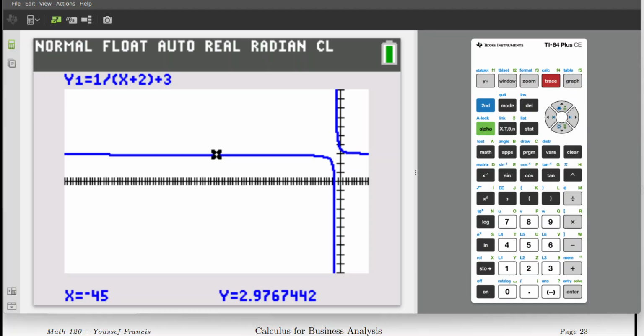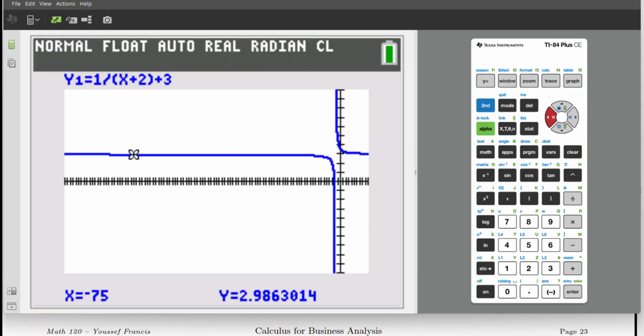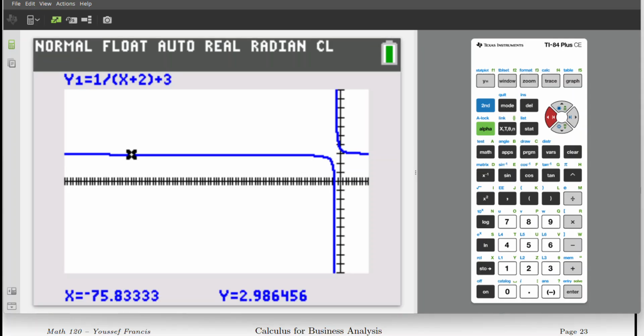If I click on trace and start walking around on this curve, notice that as I go more and more to the left, my x right now is like negative 72, negative 75. Notice what's going on with the y-coordinate. It's like 2.986. It's not exactly 3, but for all intents and purposes, 2.987988, that's basically a 3.